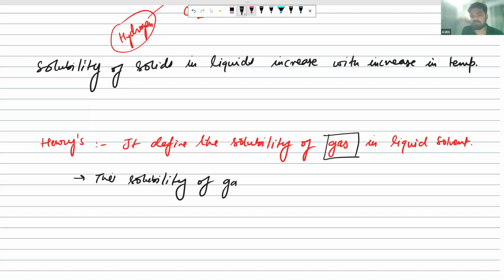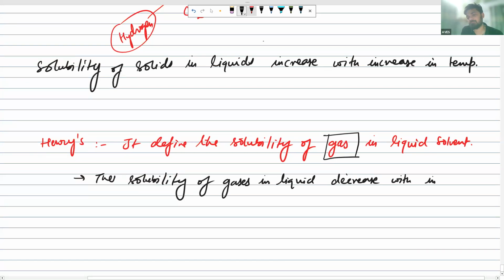the solubility of gases in liquids decreases with increase in temperature. And what does Henry's law say?